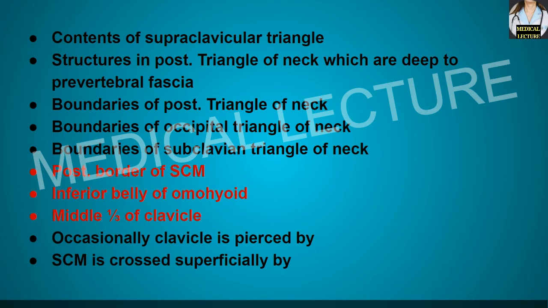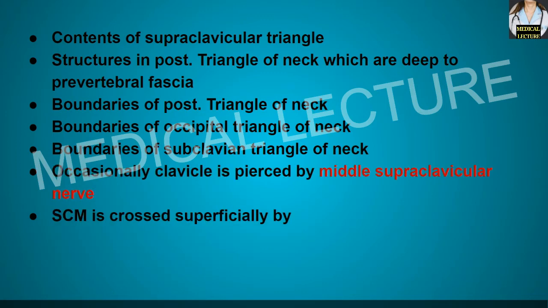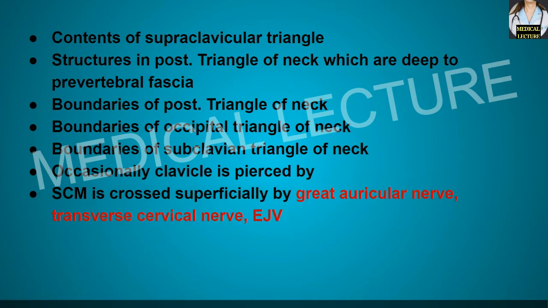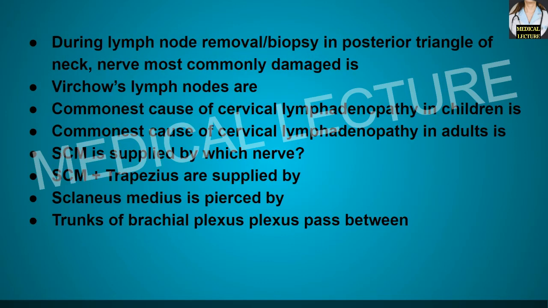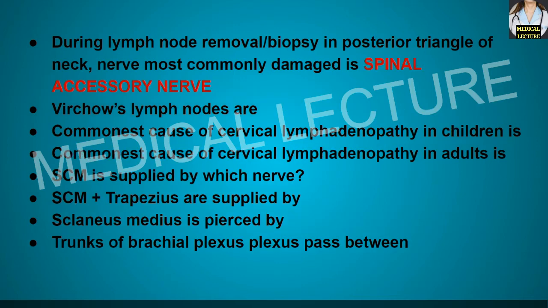Occasionally, the clavicle is pierced by the middle supraclavicular nerve. Sternocleidomastoid muscle is crossed superficially by the great auricular nerve, transverse cervical nerve and the external jugular vein. During lymph node removal, or we can say biopsy, in the posterior triangle of the neck, the nerve most commonly damaged is the spinal accessory nerve.